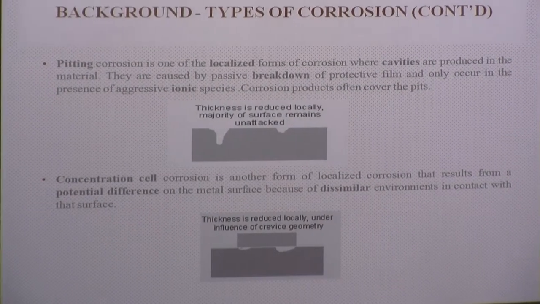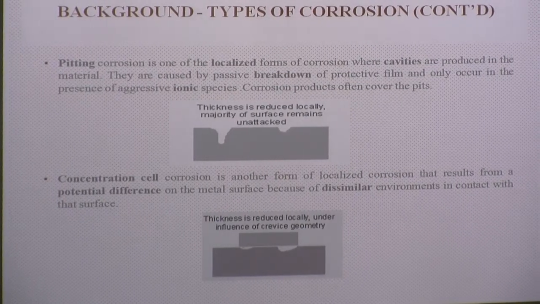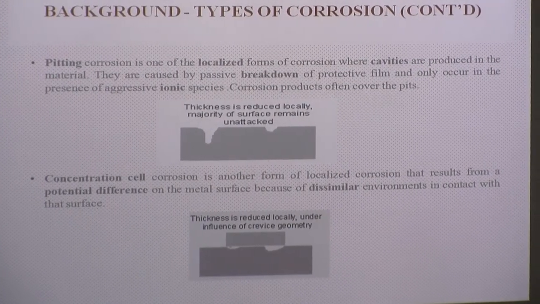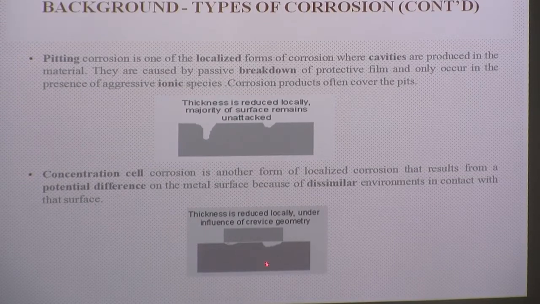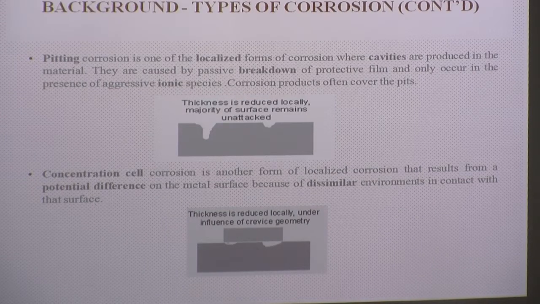Two environments, sorry. So, like crevice corrosion, if you have a crevice, you have one sample at the bottom here and another sample at the top. They have different environments there, and because of the potential difference, corrosion is set up right at the corners there.